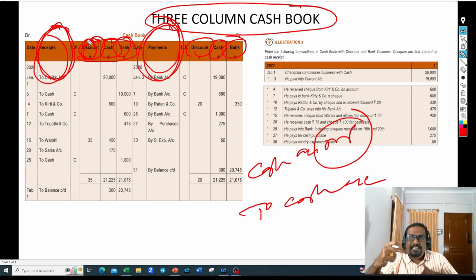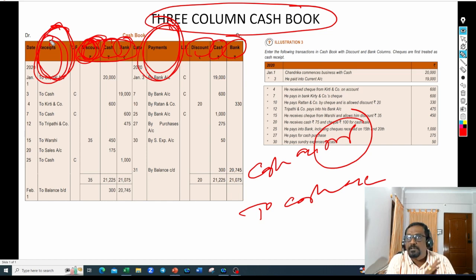Discount given is nothing but discount allowed. Discount allowed is an expenditure. Expenses and losses are supposed to be debited as per the nominal account. So there are two ways of looking at it. Discount is an expenditure, hence I am showing that on the debit side of the cash book, or I give the discount when I receive the amount, right? So that is the reason I am showing it here.